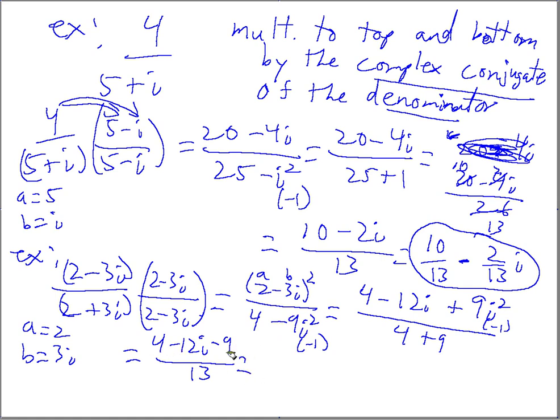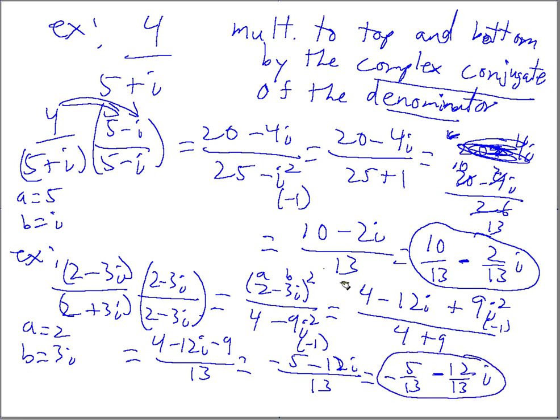That's equal to 4 minus 9, combined terms, negative 5 on top, and minus 12i, all over 13. Again, to write that in the standard form, that's going to be negative 5/13 minus 12/13 i.